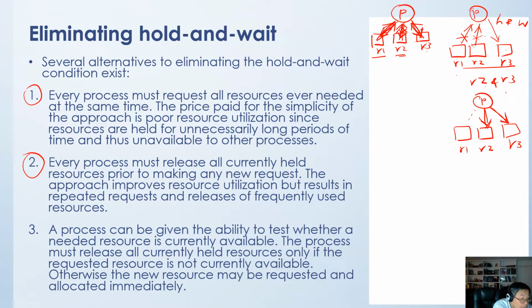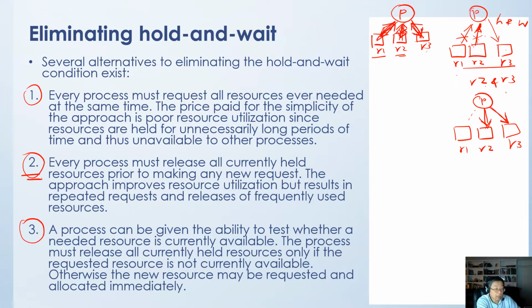So even though this approach improves the resource utilization, it still results in repeated requests, because originally the process was allocated resource 2, but then when you actually make a new request, you have to release resource 2 and make a request again. Okay, so that's the second approach. But anyway, this is going to resolve the deadlock situation by eliminating the hold and wait.